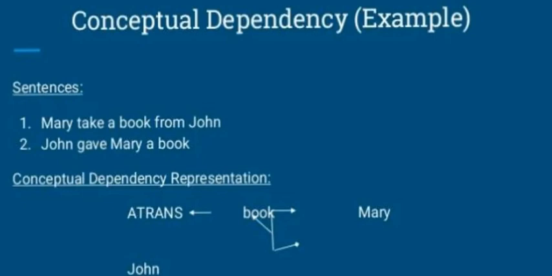Conceptual dependency example. So the sentence is, Mary took a book from John. Here you can see that the main one is the book. John gave Mary a book, and Mary took a book from John. It is a little tedious, but that is the conceptual dependency example.